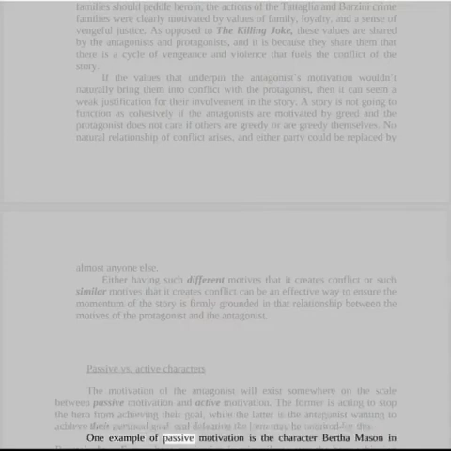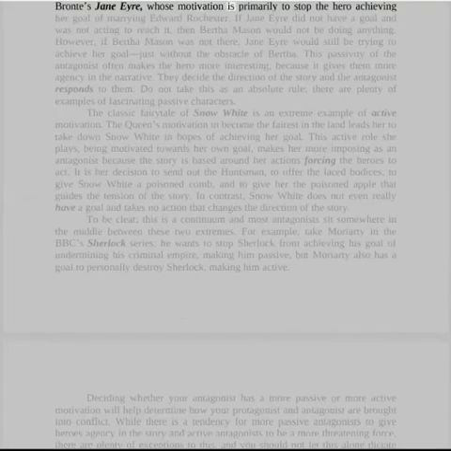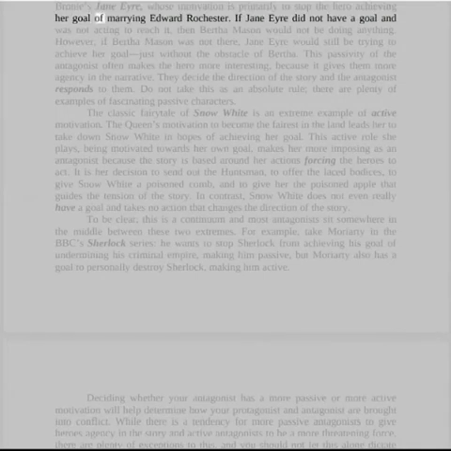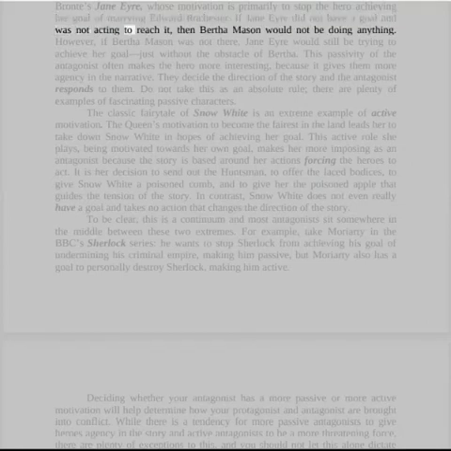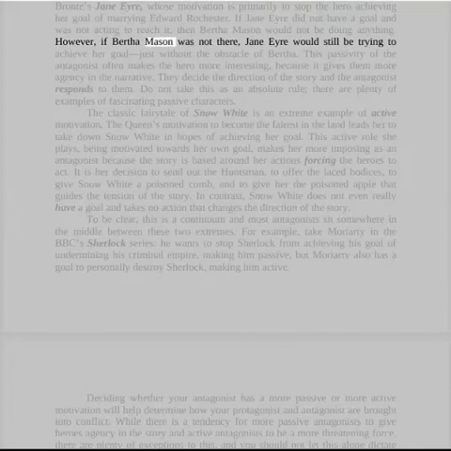One example of passive motivation is the character Bertha Mason in Brontë's Jane Eyre, whose motivation is primarily to stop the hero achieving her goal of marrying Edward Rochester. If Jane Eyre did not have a goal, and was not acting to reach it, then Bertha Mason would not be doing anything. However, if Bertha Mason was not there, Jane Eyre would still be trying to achieve her goal, just without the obstacle of Bertha.